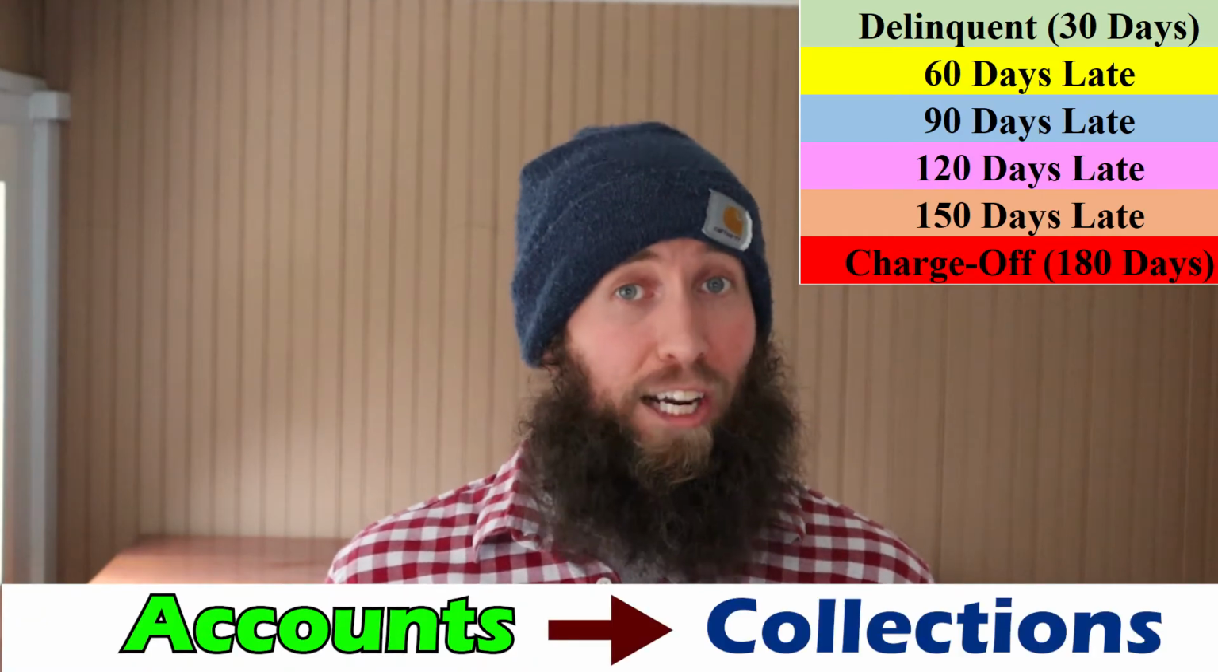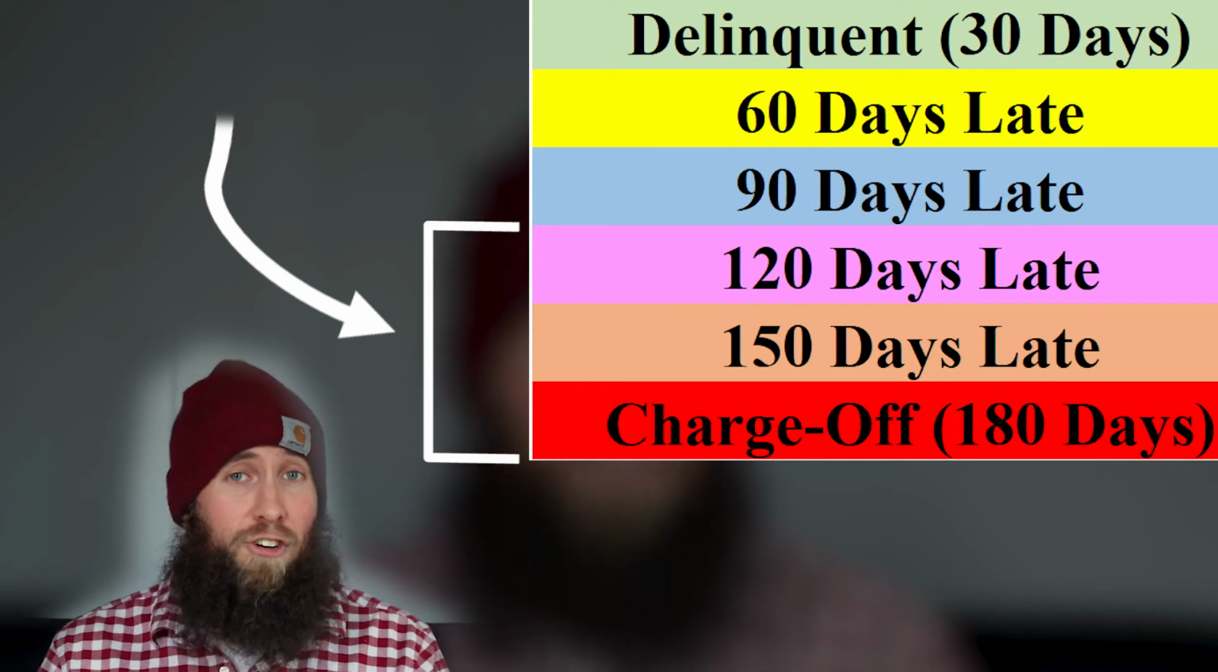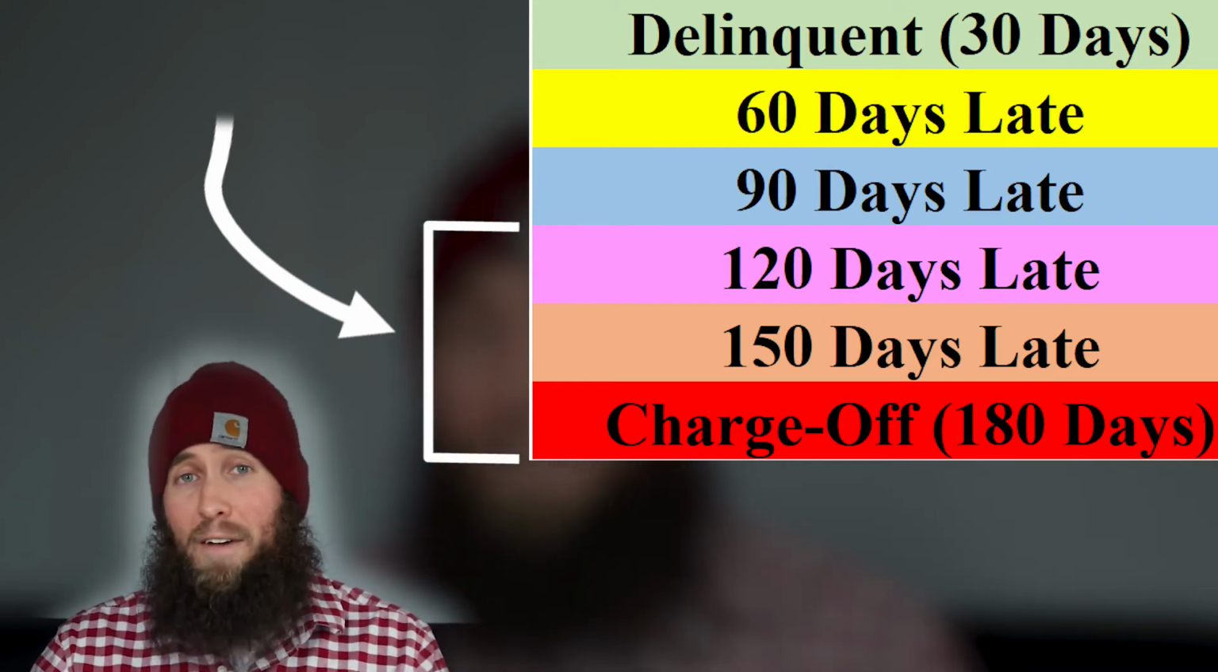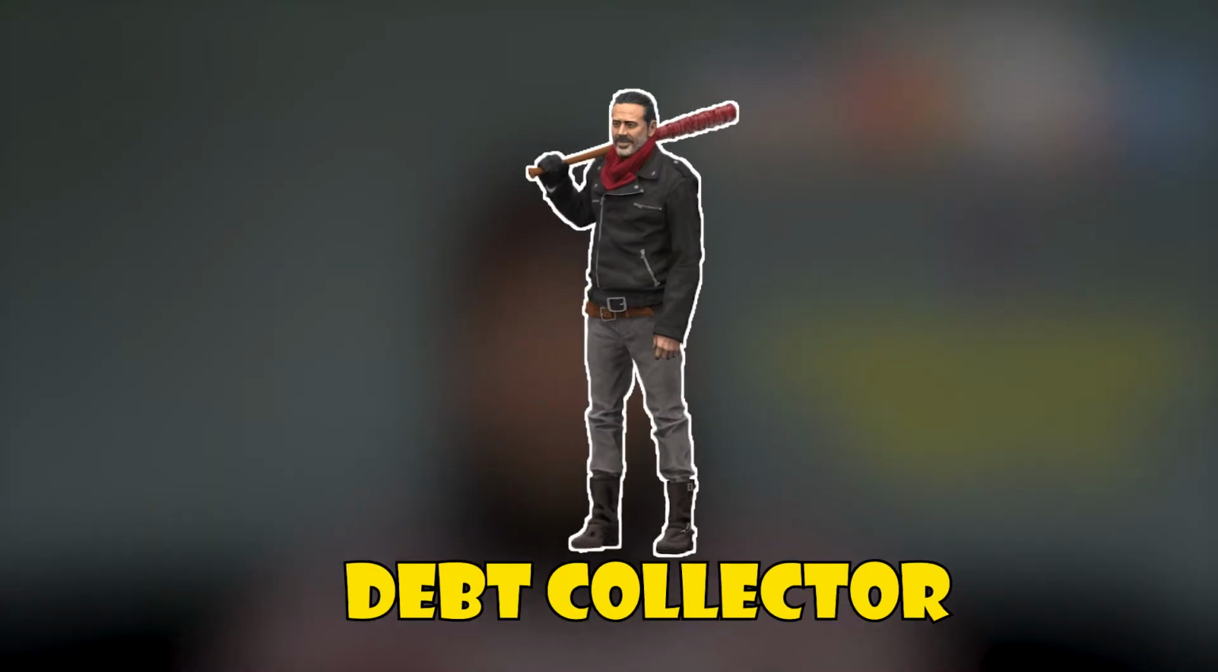And we can actually take this scale a step further and include accounts that go to collections. So usually if it's been between 120 and 180 days, and you still have not repaid your debt, then what often happens is the lender will reach out to a third-party collections agency to assist in collecting payment from you.